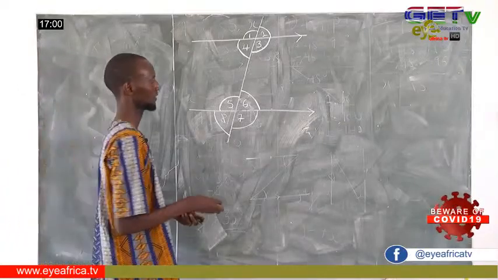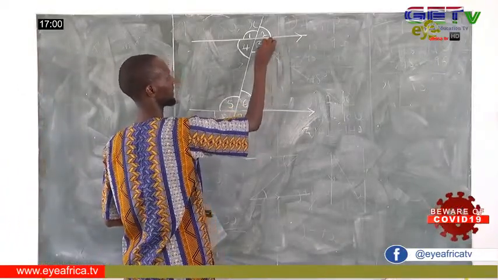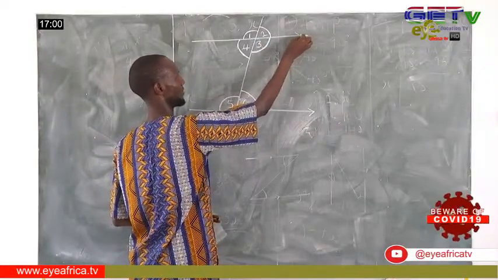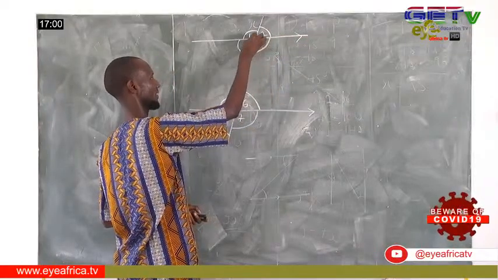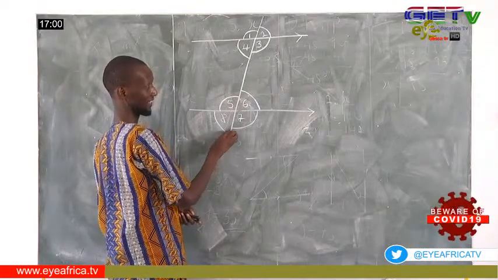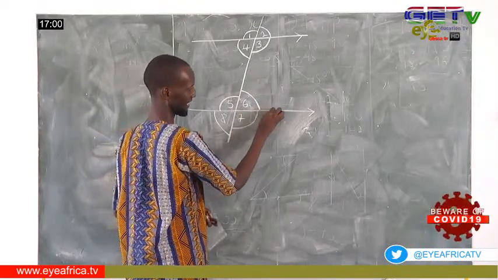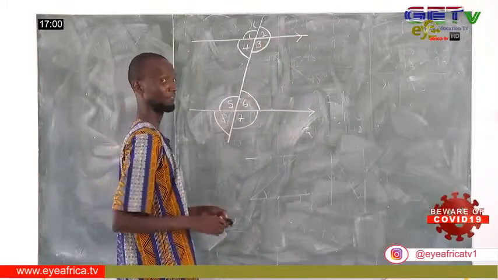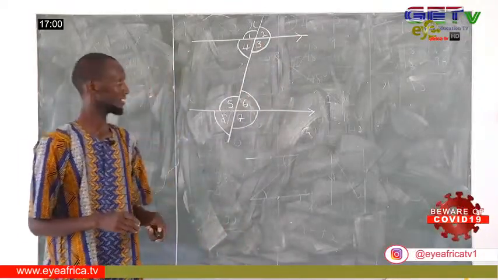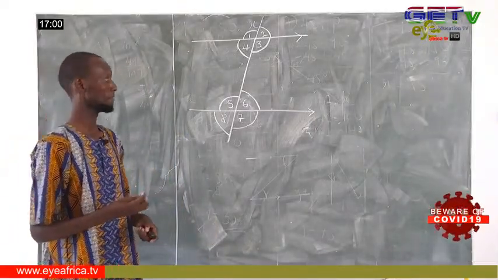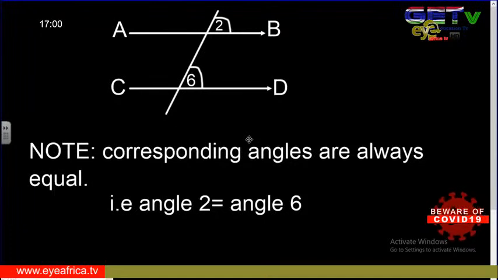If you observe clearly, look at angle 3 and angle 5, and follow my hand and tell me what letter you see. I have this. That's a line. And I do this. Does that not look like an F? Yeah. So the corresponding angles are inside the F. And the F, of course, can be turned in different directions, but you still have the F.